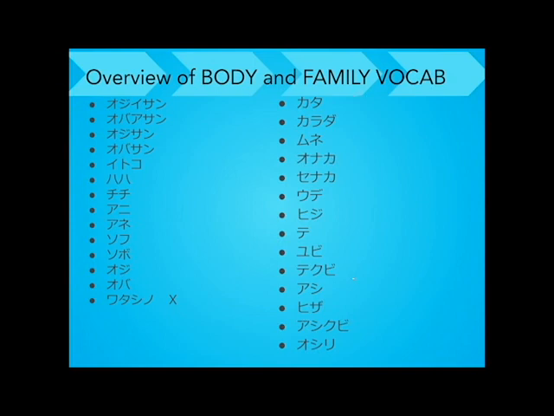Then we also went over karada vocab. Kata, shoulders. Karada, body, obviously. Mune, chest. Onaka, stomach. Senaka, back. Ude, arms. Hiji, elbow. Te, hand. Yubi, fingers. Tekubi, wrist. Ashi, legs or feet, both the same thing. Hiza, knee. Ashikubi, ankle. And oshiri, butt or behind.